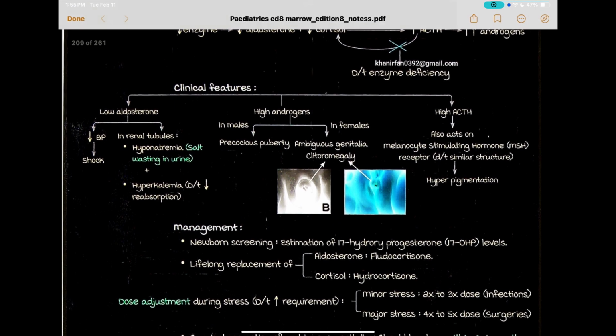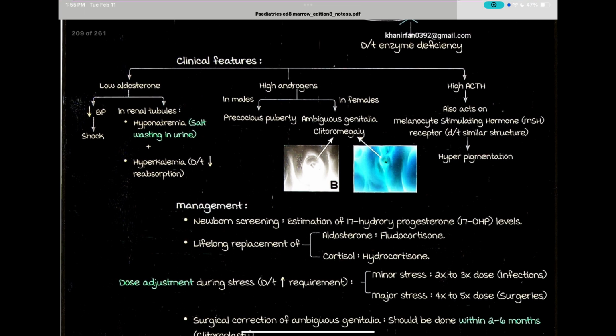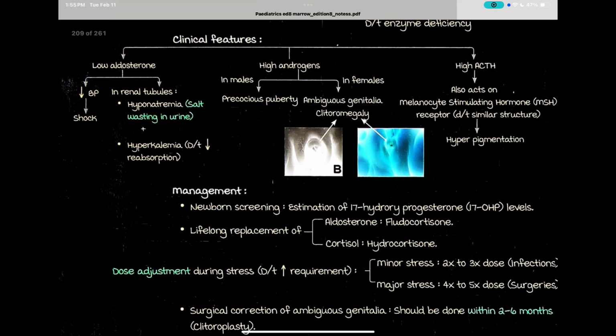Clinical features: low aldosterone, high androgens, and high ACTH. Because of low aldosterone, there is low BP, and there could be shock. In the renal tubules, there is salt wasting in urine causing hyponatremia, and decreased resorption causing hyperkalemia.